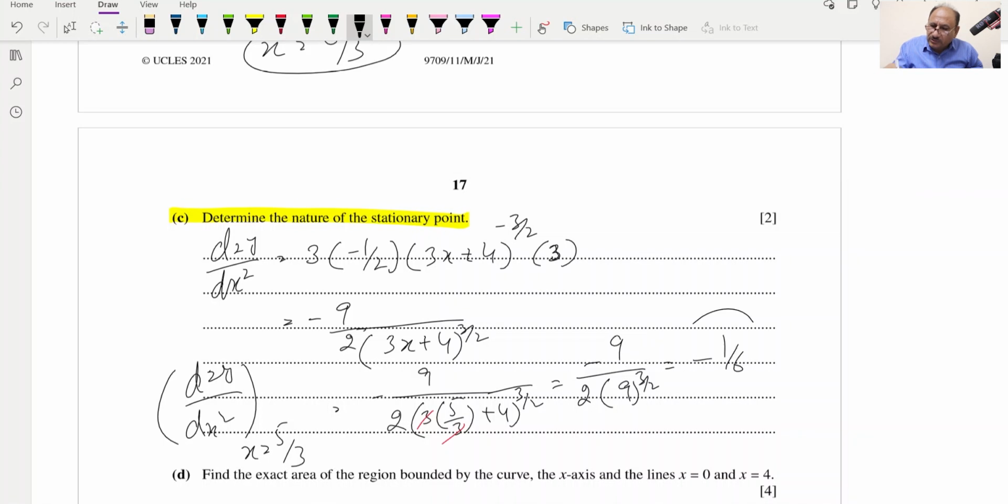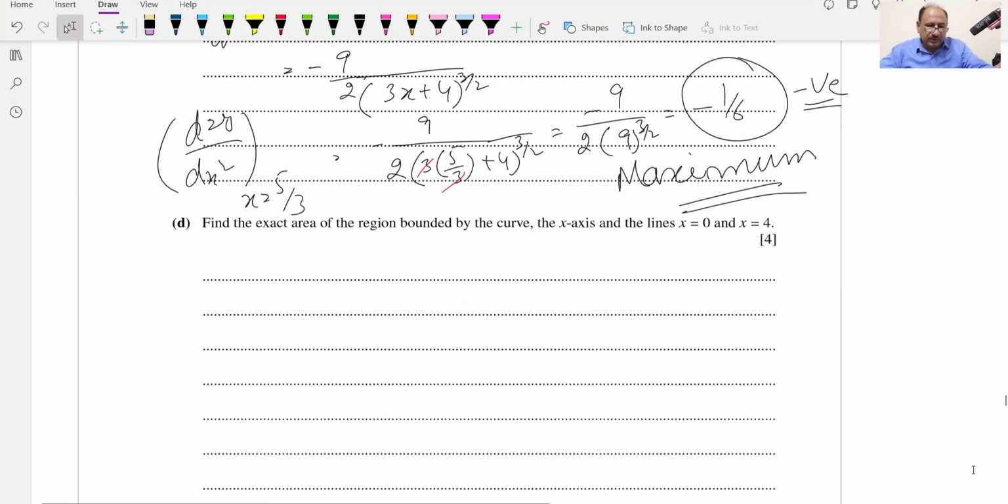Minus 1 over 6 means what? This is a negative value, and a negative value is for maximum. So this will be a maximum. Hopefully you understood this. Then the D part.